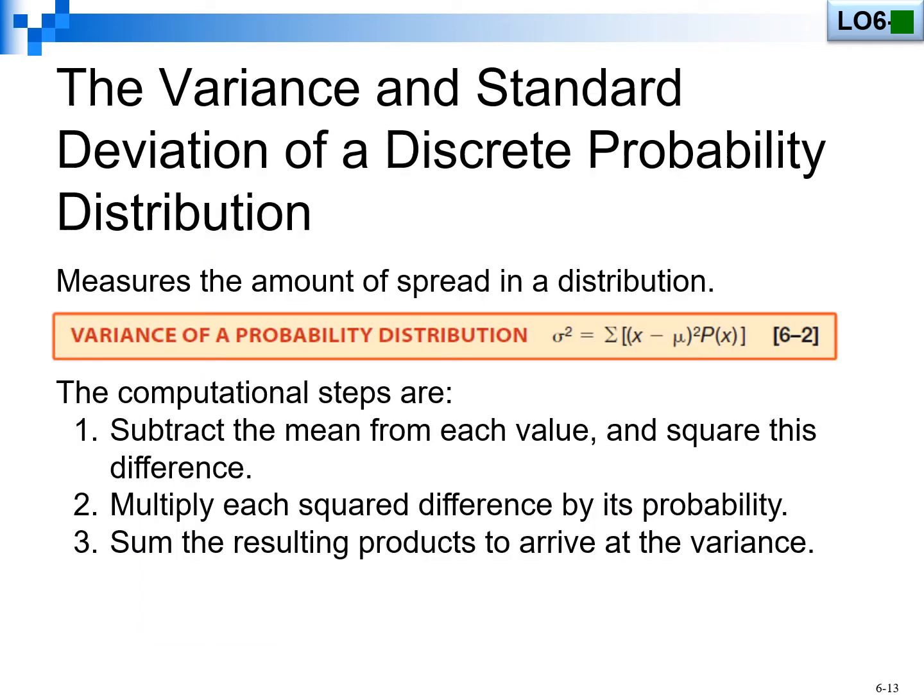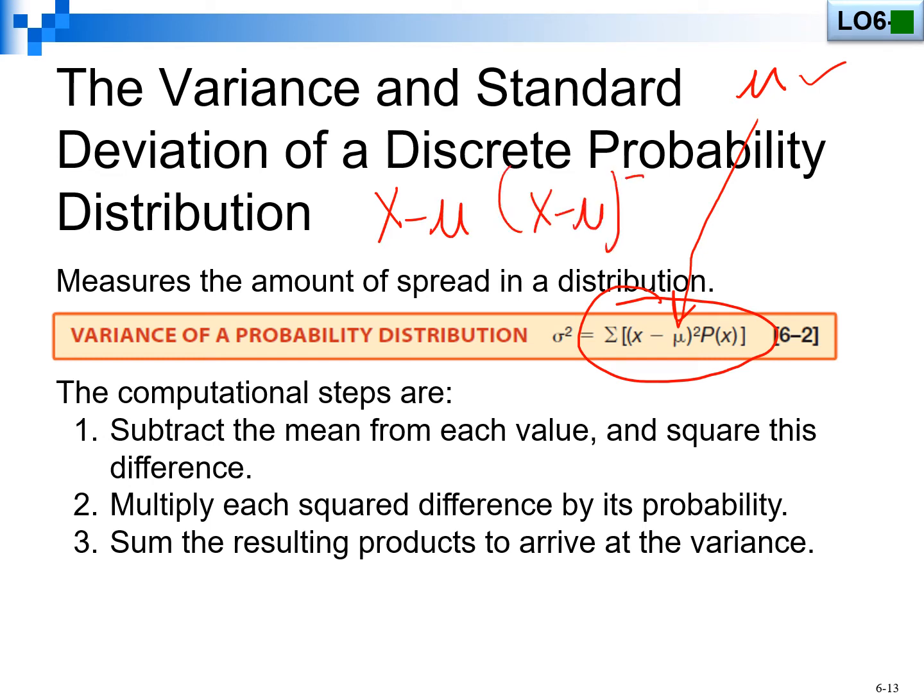Now, the next calculation we're going to get into is called the variance or the standard deviation of a discrete probability distribution, and that formula basically is right there. To break it down for you, the mu value that we already calculated in the previous slide, that's the value we're going to be using right here. So notice we're going to have an x minus mu, where we're going to have to square it.